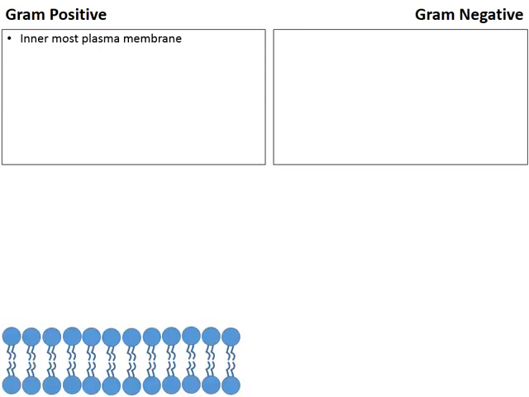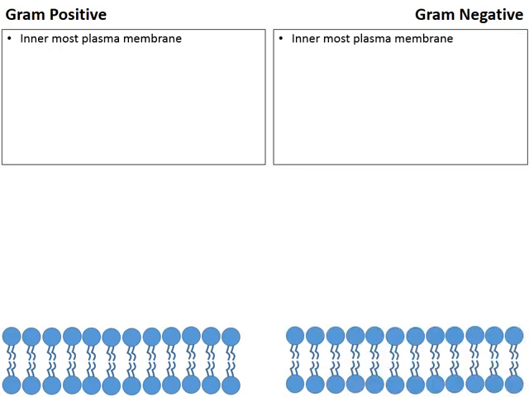So let's do a little compare and contrast, gram-positive versus gram-negative bacteria. Gram-positive, they have an innermost plasma membrane, and there it is in my drawing. And the gram-negative bacteria also have an innermost plasma membrane. So there it is. So there's our phospholipid bilayer, the plasma membrane.